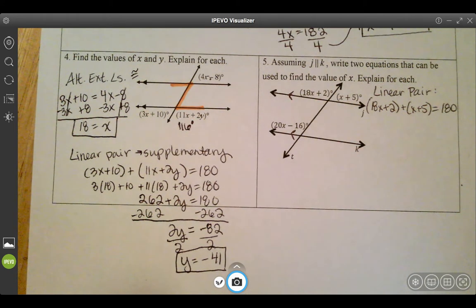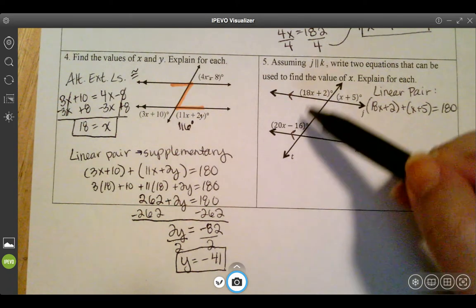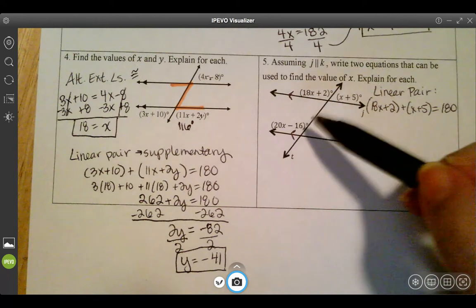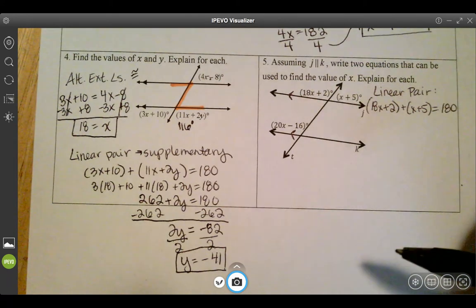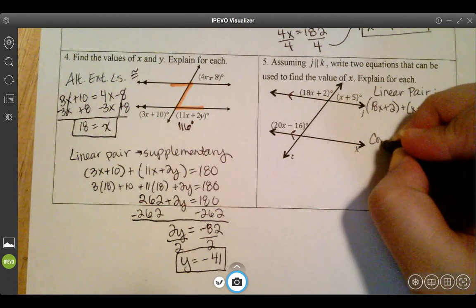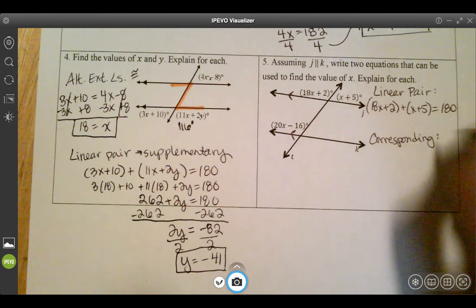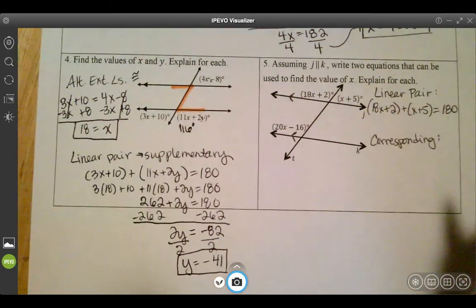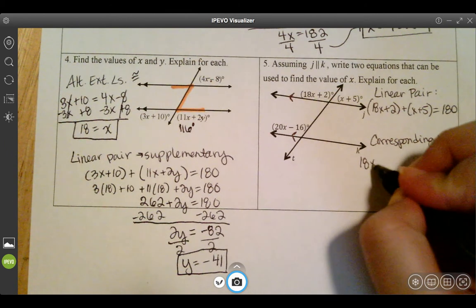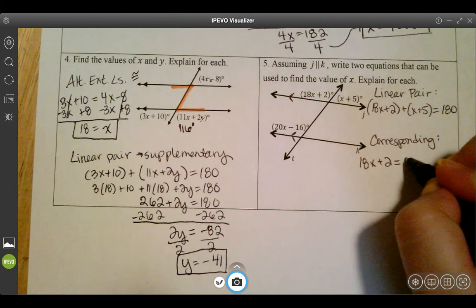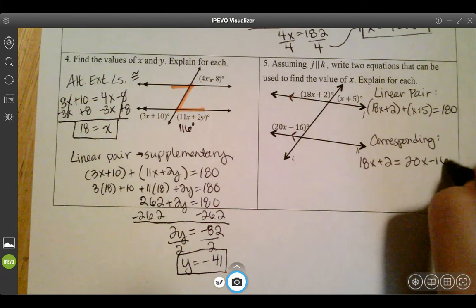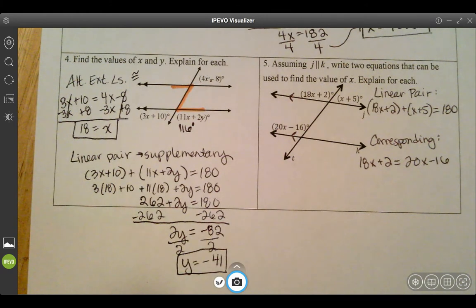Our second relationship that I can see from these angles is corresponding angles. Corresponding gives us congruent angles. So 18x plus 2 equals 20x minus 16. And that's all we have to do for that one, is to set up the equations.